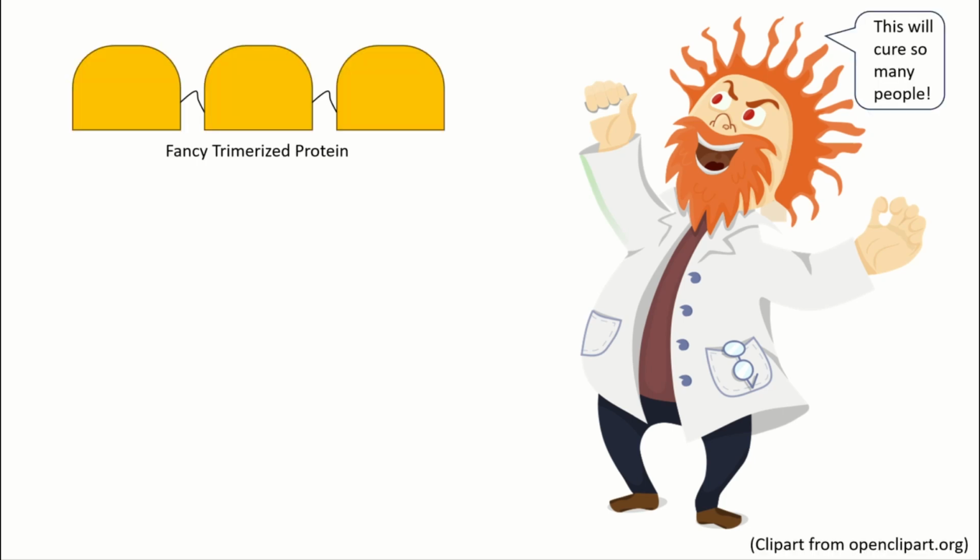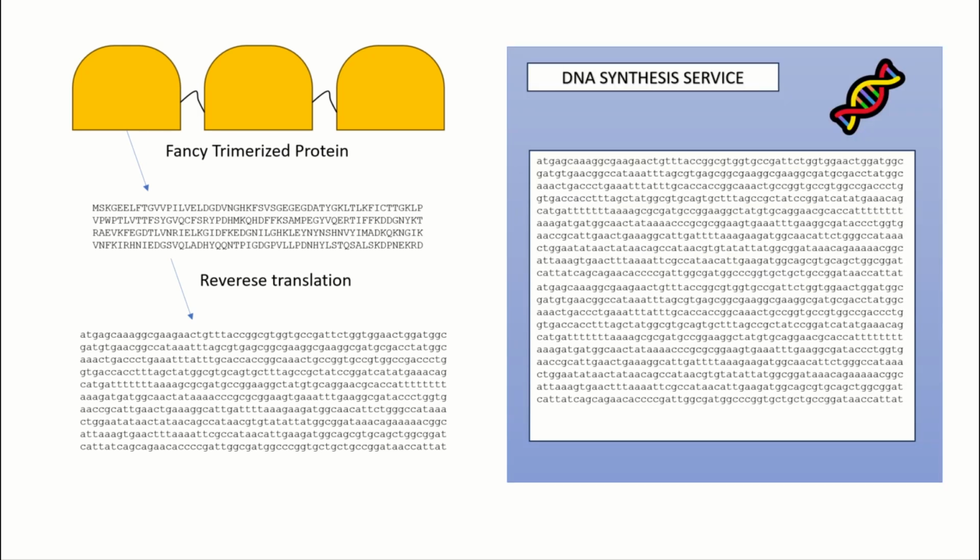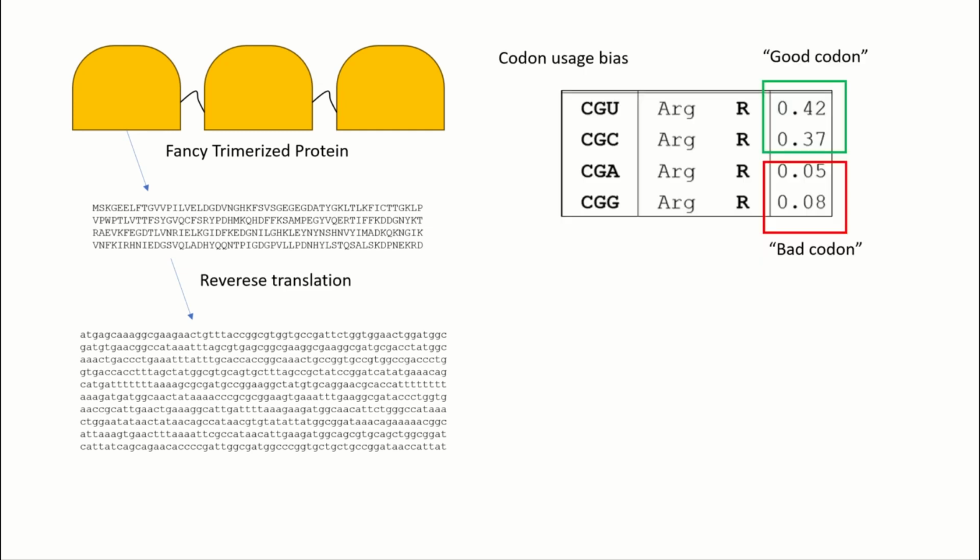Imagine you are a biologist and you have just designed a fancy trimerase protein. You create the protein sequence and the reverse translation and turn to your favorite DNA synthesis service to create your DNA, just to learn that the sequence is rejected due to being highly repetitive. The reason lies in the codon usage bias of amino acids.